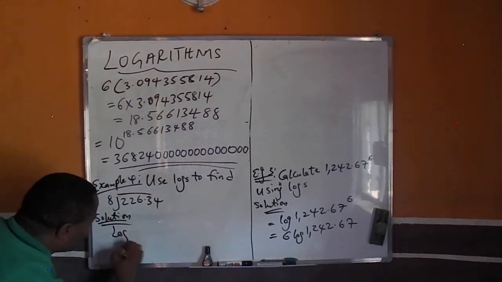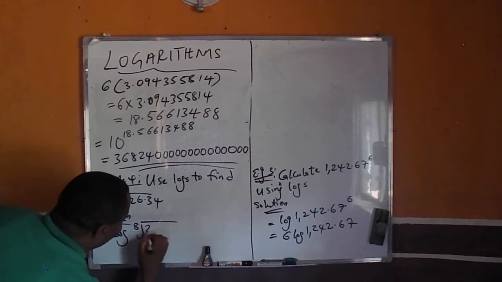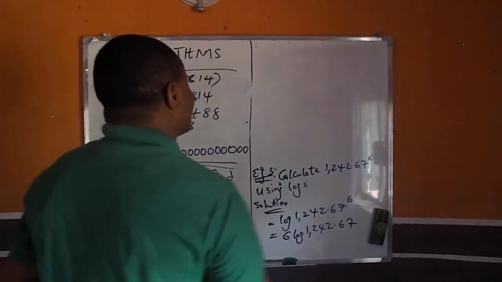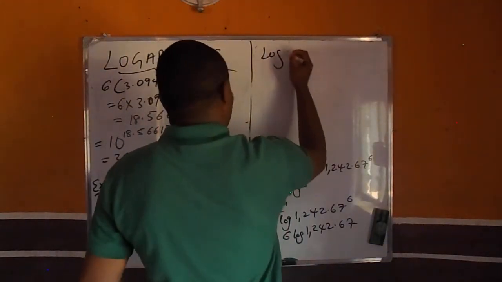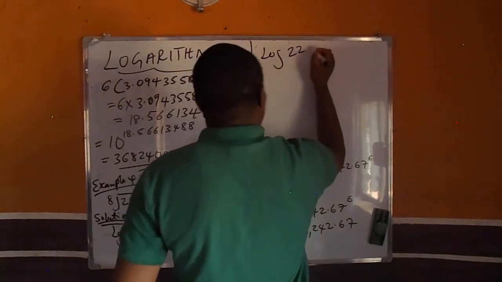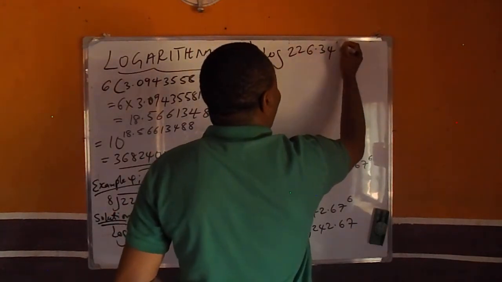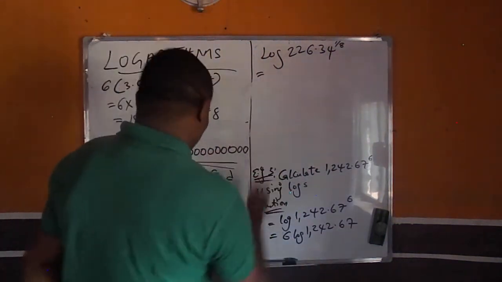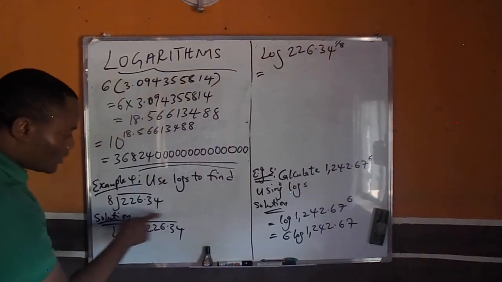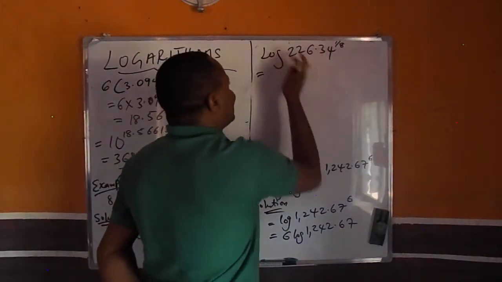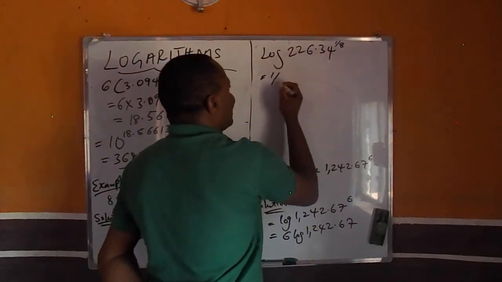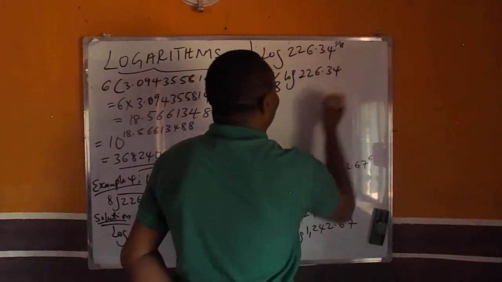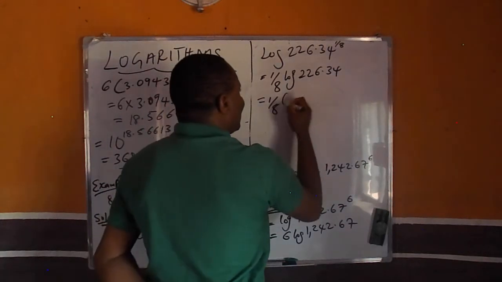This is log of the eighth root of 226.34. This will give us the same thing as log 226.34 raised to power 1 all over 8. This eighth root, when we call it 1 all over 8, then the 1 all over 8 will be brought to the front, which will now give us 1 all over 8 log 226.34, which equals 1 all over 8 in bracket.